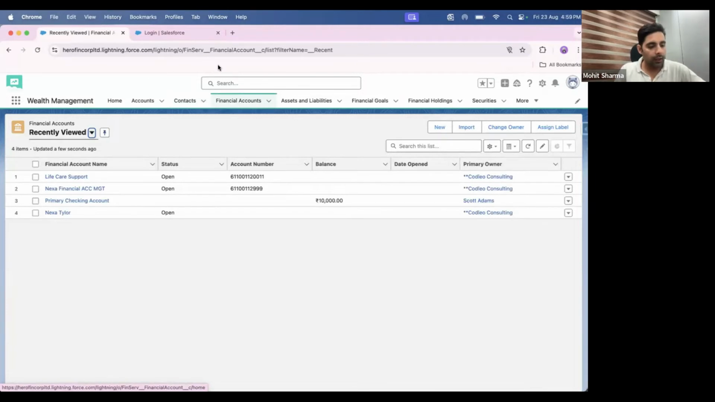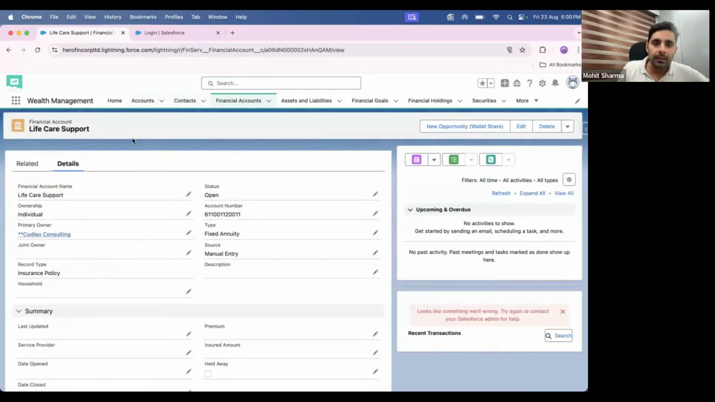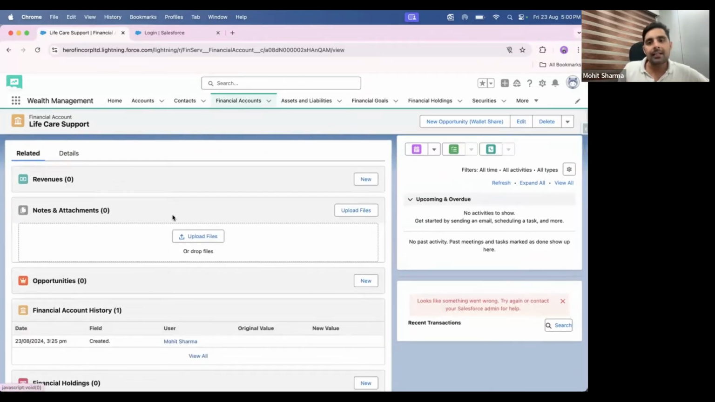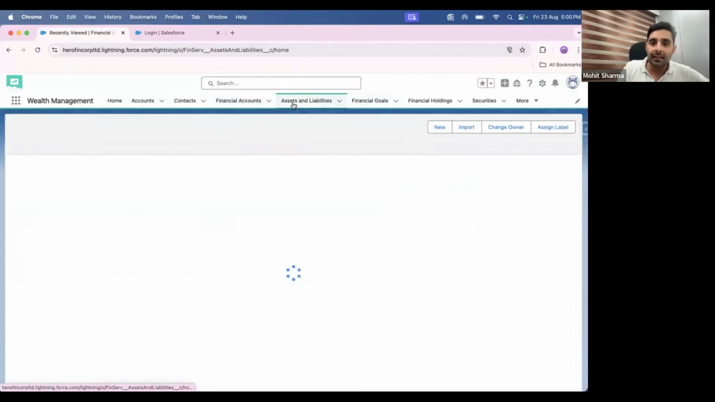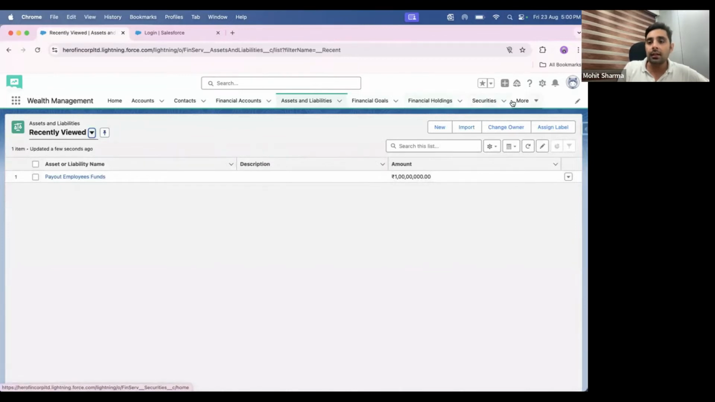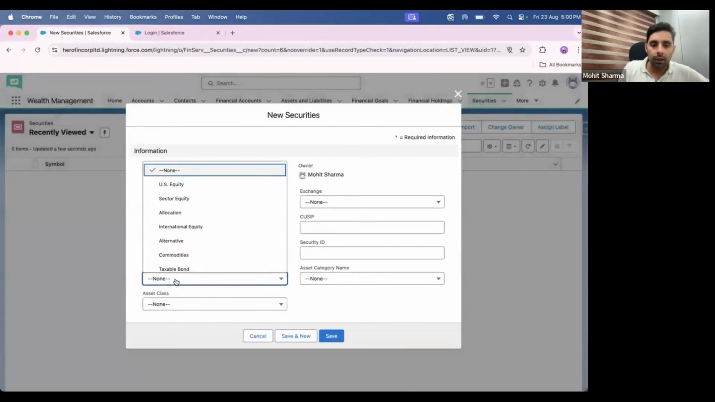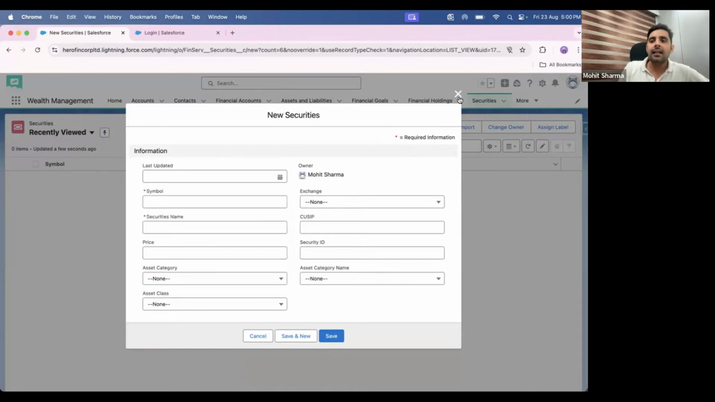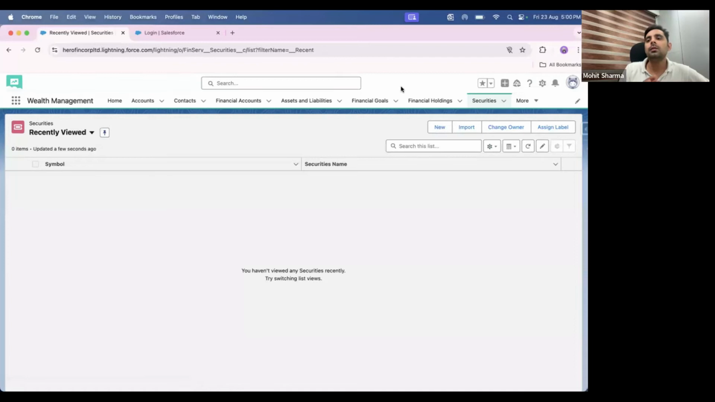So just a quick time check. This is how and why I gave you a brief overview about the account and contact, because before getting into the financial accounts, it is really important to understand the basic model of account and contact and how they will support us for the next level of the journey, with regards to your financial goals, your assets and liabilities, and your financial holdings and securities, whether US securities or equity shares, sector equity, your allocations, international equity, alternatives, commodities, taxable bonds, municipal bonds, any sort of securities which you're buying. Each and everything will be linked or managed in this wealth management ecosystem.